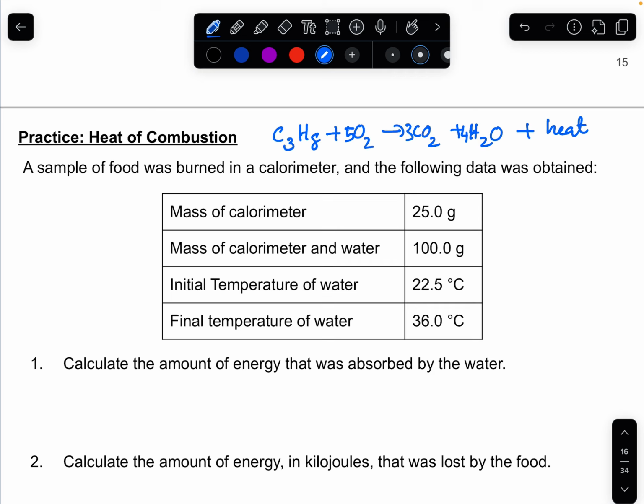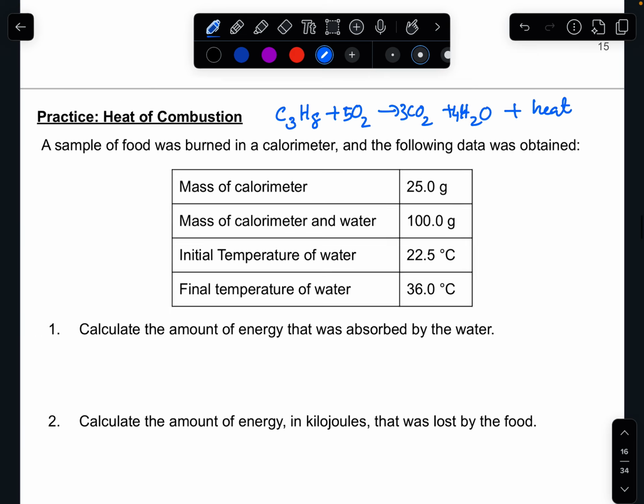We usually do that kind of lab, like burning some food like Easy Chips, or you can do Cheetos or something like that in a calorimeter and see how much energy is releasing and how much energy is changing the temperature of water, something like that. So it's kind of the same concept. So we are going to calculate.